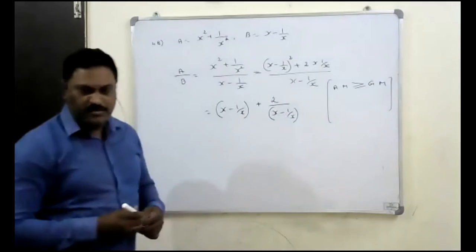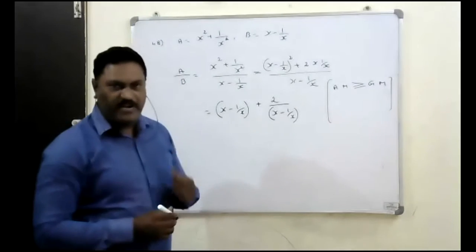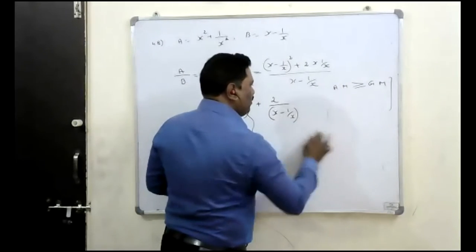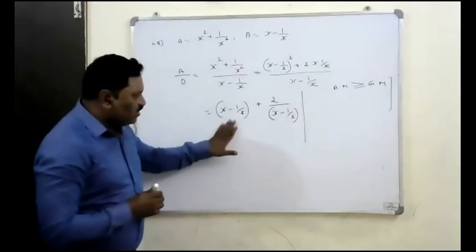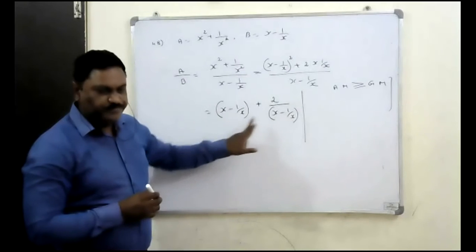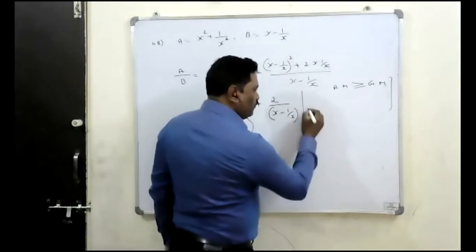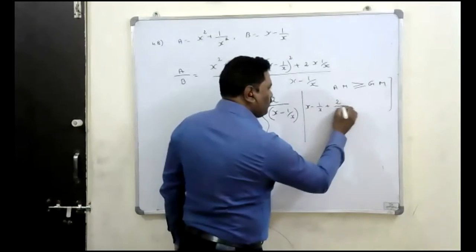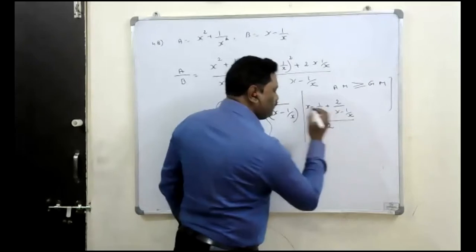That is the condition we know. So arithmetic mean is always greater than or equal to geometric mean. So I will apply this condition. I will take this as one term and this as another term. What is the arithmetic mean of these two terms? It is x minus 1 by x plus 2 by x minus 1 by x, divided by 2. This is the arithmetic mean.